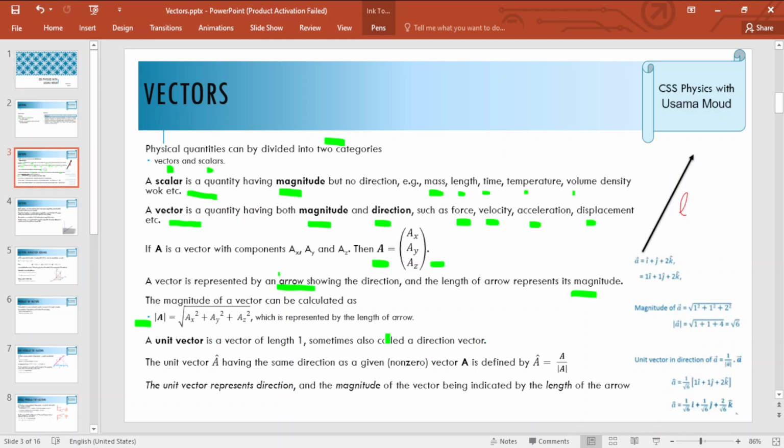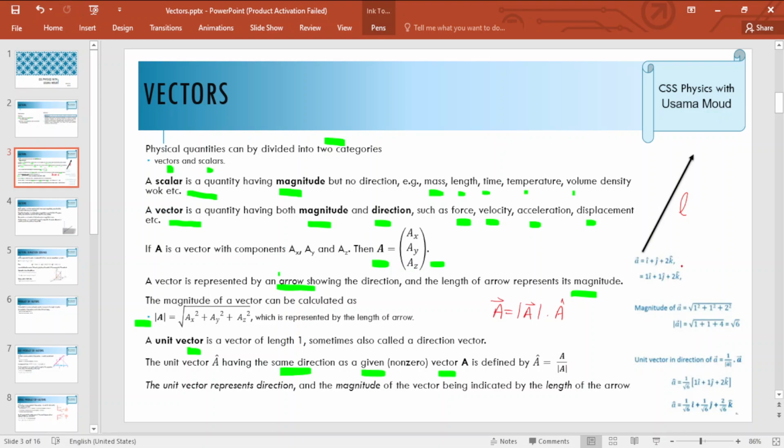The unit vector is the direction vector. The unit vector related to any vector gives us the direction of that given vector. A unit vector is usually represented by a with a cap. It has the same direction as the given non-zero vector. In general, a vector has two things: a magnitude, which can be represented like this, and a direction, which is represented by a unit vector. The unit vector can be calculated as the vector divided by its magnitude.